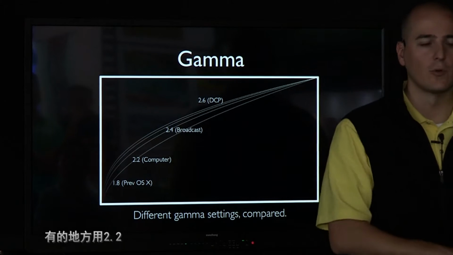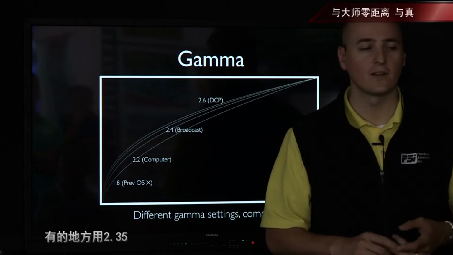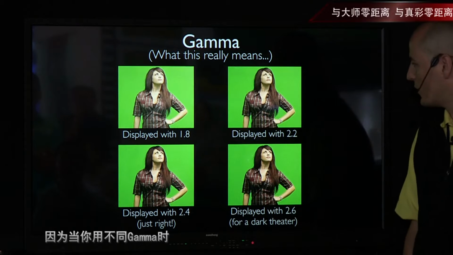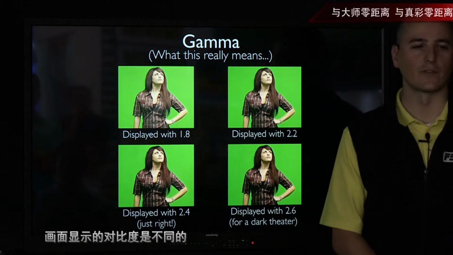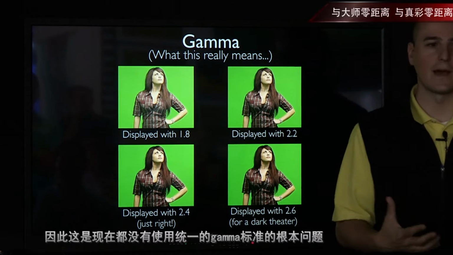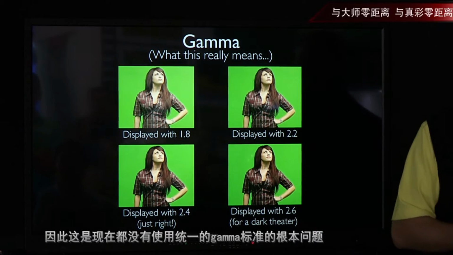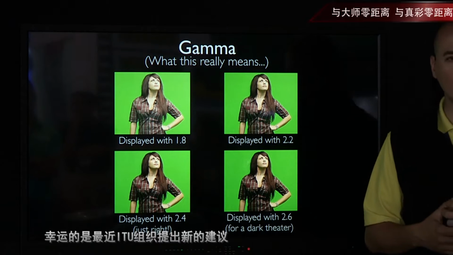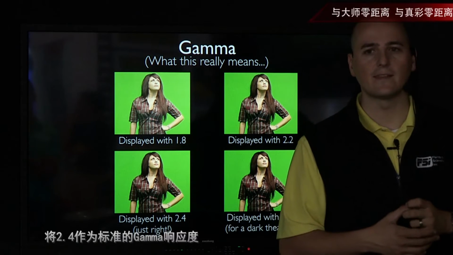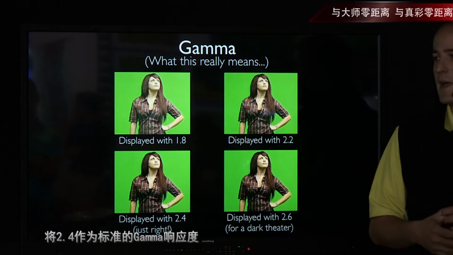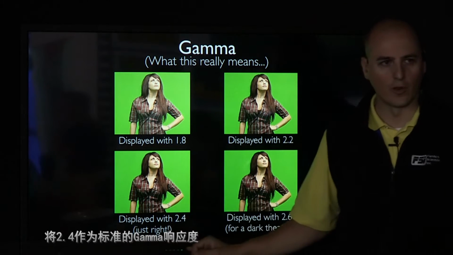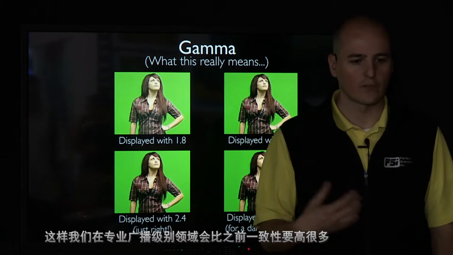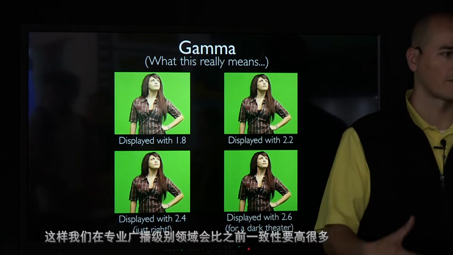So there are facilities using 2.2, there are facilities using 2.35, and there are facilities using 2.4. Why this is important is because when you have variations in gamma, you get images that look different. So it's fundamentally problematic that we're not all using the same gamma response. Luckily, there's a relatively new recommendation called, I believe, BT.1866. It's made by the ITU, and they are now suggesting that we use 2.4. So assuming that everybody buys into that and everybody uses 2.4, we're going to start having a lot more consistency in the professional broadcast market.